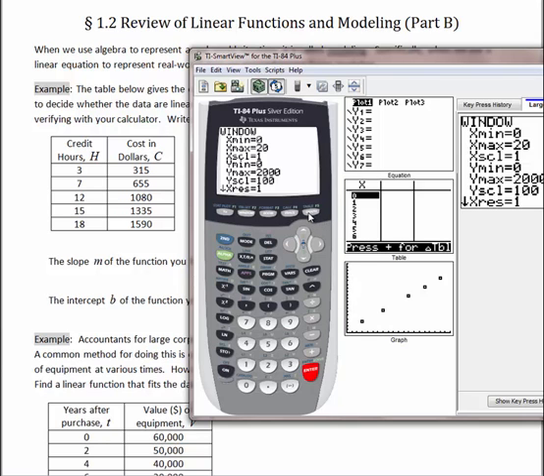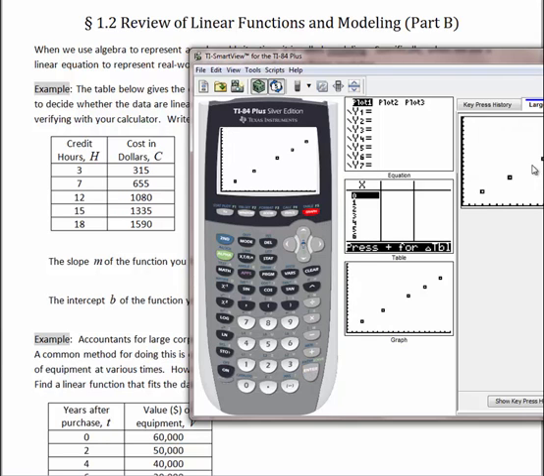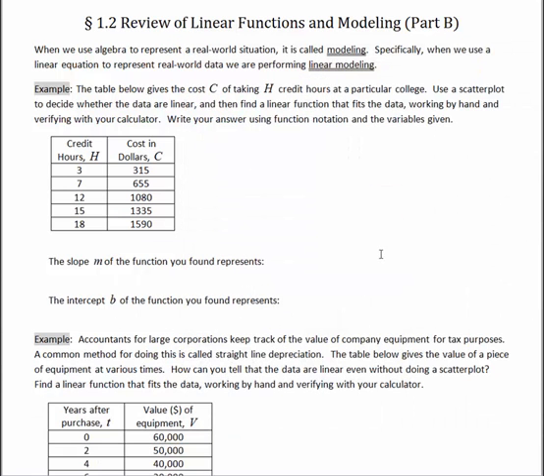We should just be able to hit graph now. And notice that your points are plotted right over here. And they do indeed look like they line up pretty well. They're very, very close and probably even exactly on a straight line. All right, so we verified that the data certainly do seem to look linear.